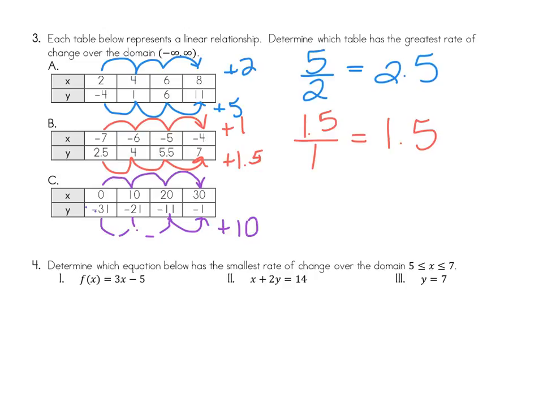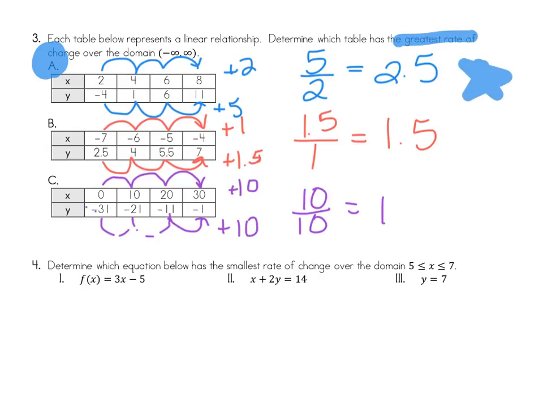Looks like we're adding 10 every single time here. So that's a slope of 10 over 10, 10 divided by 10. My y's divided by my x would just be 1. So our winner, which has the greatest rate of change, or my greatest slope, would be A. I'll put a star next to it.